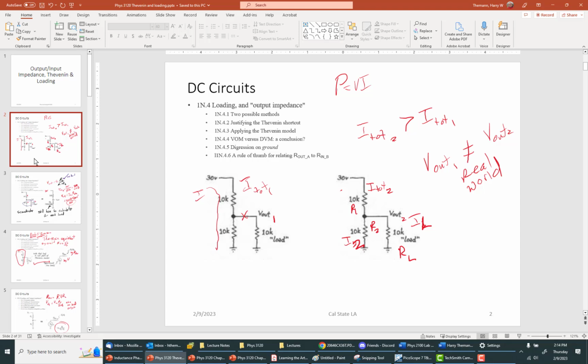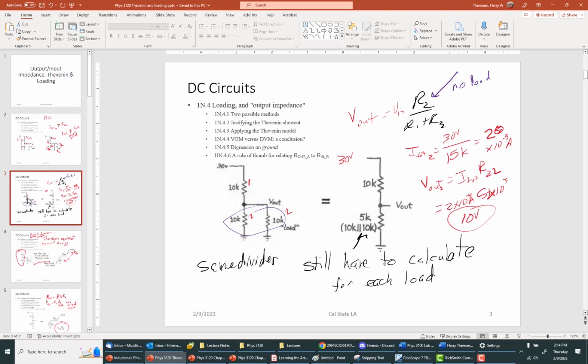Now, to figure out what would be our new V out, we could add together R2 and the load resistor in parallel, and that works, but the thing is that you have to do that for every load that you put in. And so this is why, you may have gathered, the reason to do the Thevenin decomposition is so you don't have to do this every single time when you're wondering what load I can drive with this voltage divider.